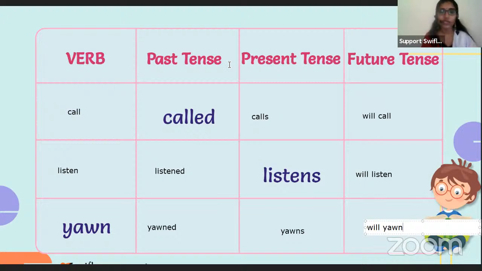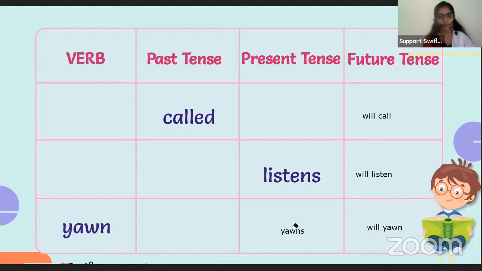Okay. So I hope this is clear. It's very simple, right, students? Yes. Can you reply to me? Yes, that's very simple. And once the rule is very clear, you can easily make the sentence and change the verbs.